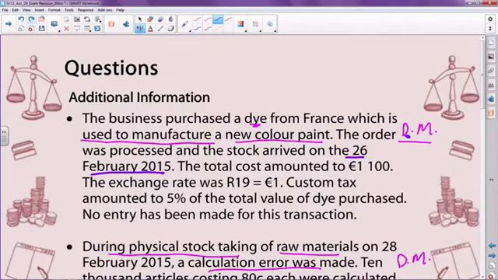So let's carry on. The total cost amounted to 1,100 euros. The exchange rate was 19 Rand for 1 euro, so they're giving me the exchange rate. Customs tax amounted to 5% of the total value of dye purchased. And then very, very important, no entry has been made for this transaction. Right, so in other words, this particular transaction is regarded as an additional purchase. And because we haven't entered this in our records, we obviously need to take this into account.